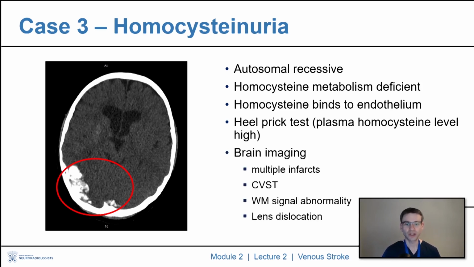And what we're looking for in brain imaging is multiple infarcts, chronic venous sinus thrombosis or recurrent venous sinus thrombosis with white matter signal abnormality. And remember, it's one of these conditions that can give you lens dislocation as well. And the lens dislocates the opposite way to Marfan's disease as a kind of distinguishing feature.